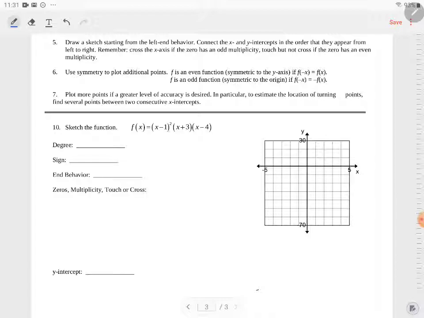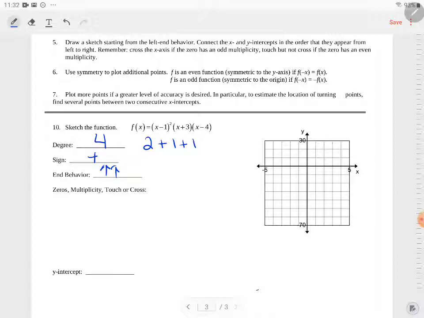So your degree is 2 plus 1 plus 1. So my degree is 4 because I add my exponents, 2 plus 1 plus 1. My sign is positive. So that means this picture is going to go up, up.